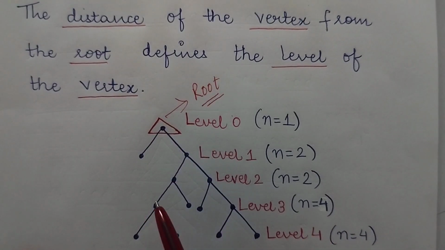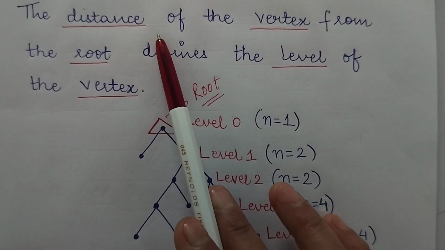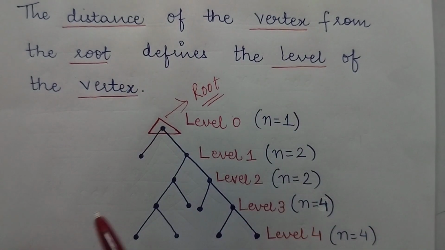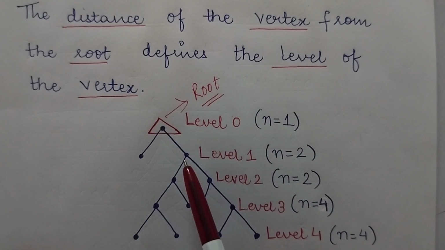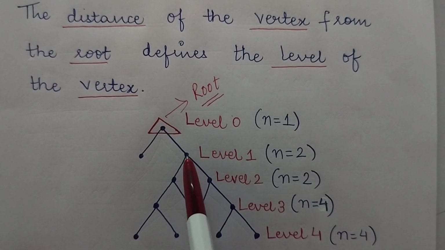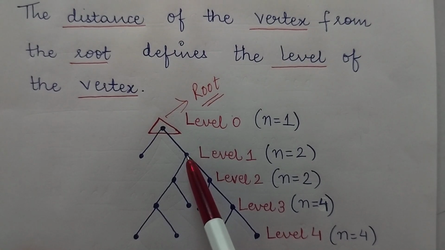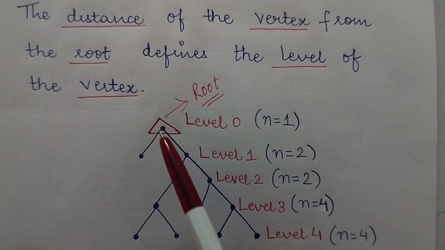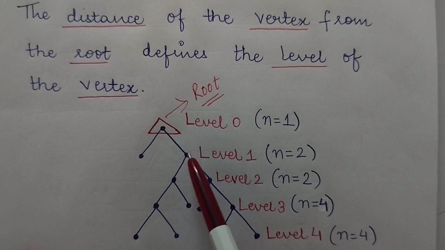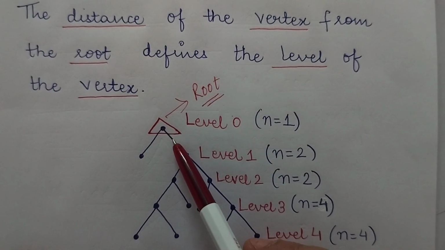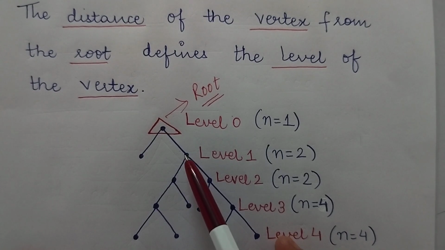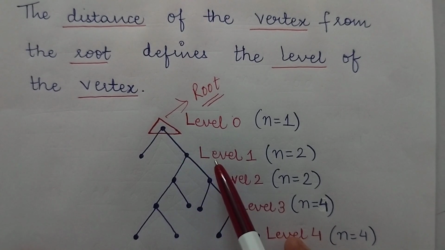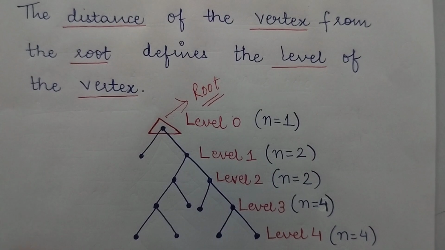And how do you find the level of the binary tree? By calculating the distance of the vertex from the root, right? So if this is the root, obviously the root is always at level 0. Now the level of this particular vertex will be its distance from the root. Its distance from the root is one edge. It is one edge apart from the root. There is only one edge between the root and this vertex. So I can say that this particular vertex and the root are one edge apart. Hence the level of this particular vertex is 1. I call it level 1, right?